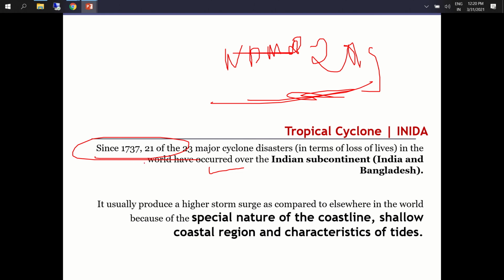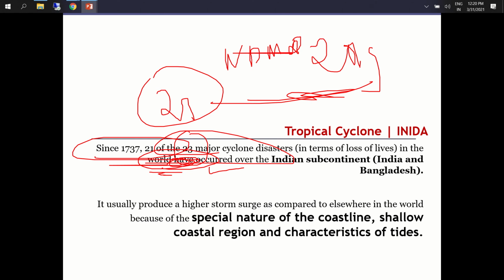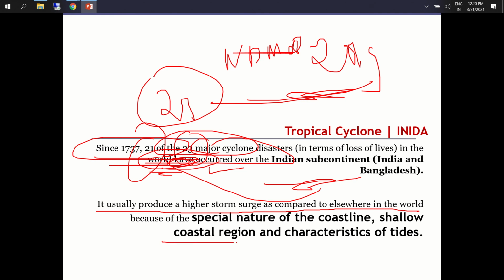So if you see, a major cyclone has impacted the Indian subcontinent. If you see the statistics, they mention that of 23 world mega disasters with respect to cyclones, 21 have occurred in the Indian subcontinent. When we say major, we relate this to the loss of life in terms of its impact. It usually produces higher storm surge as compared to elsewhere in the world because of the special nature of the coastline, shallow coastal region, and characteristics of the tide.